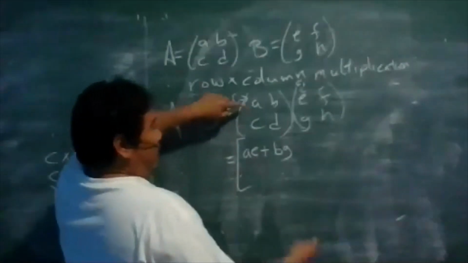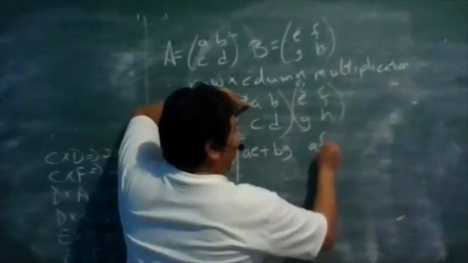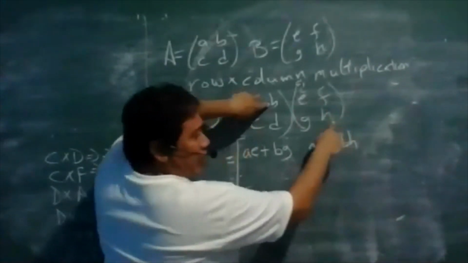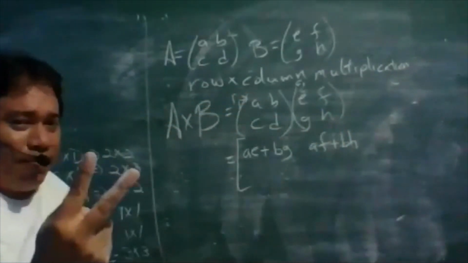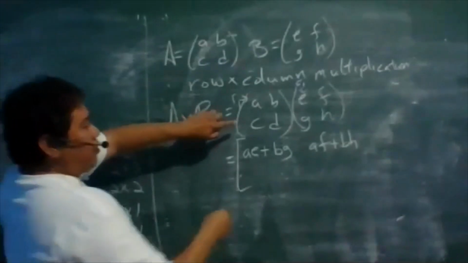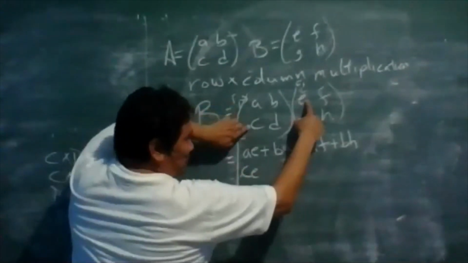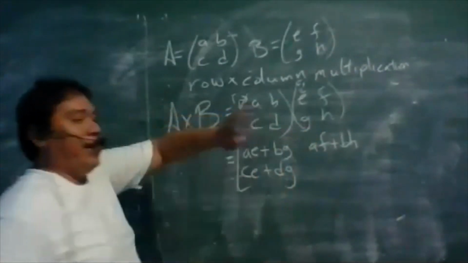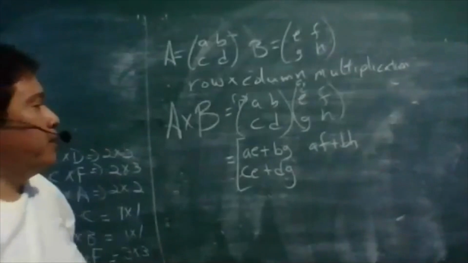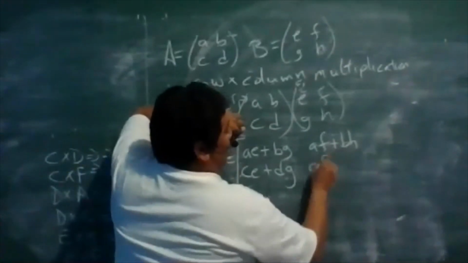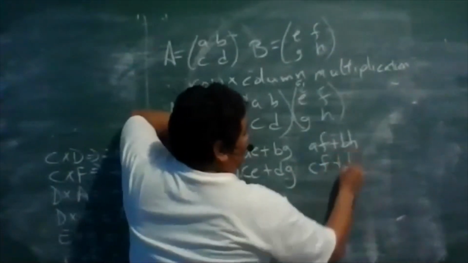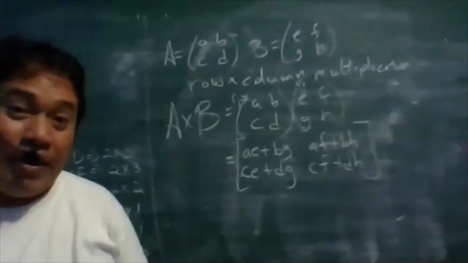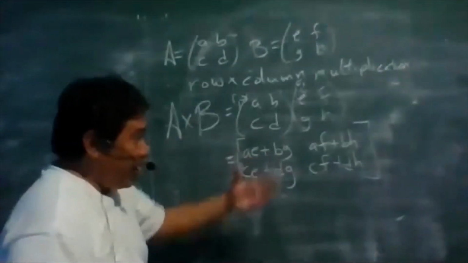Then you'll do it again. A times F plus B times H. And that's going to be the second element. Then you'll do C times E plus D times G. And that's my third element. Then we'll do C times F plus D times H as my fourth element. And that will be my answer.